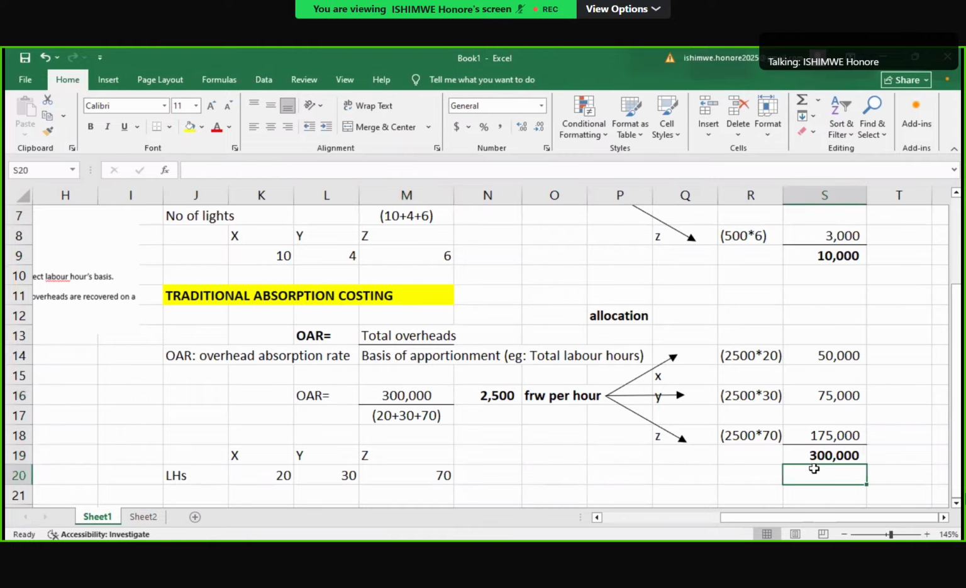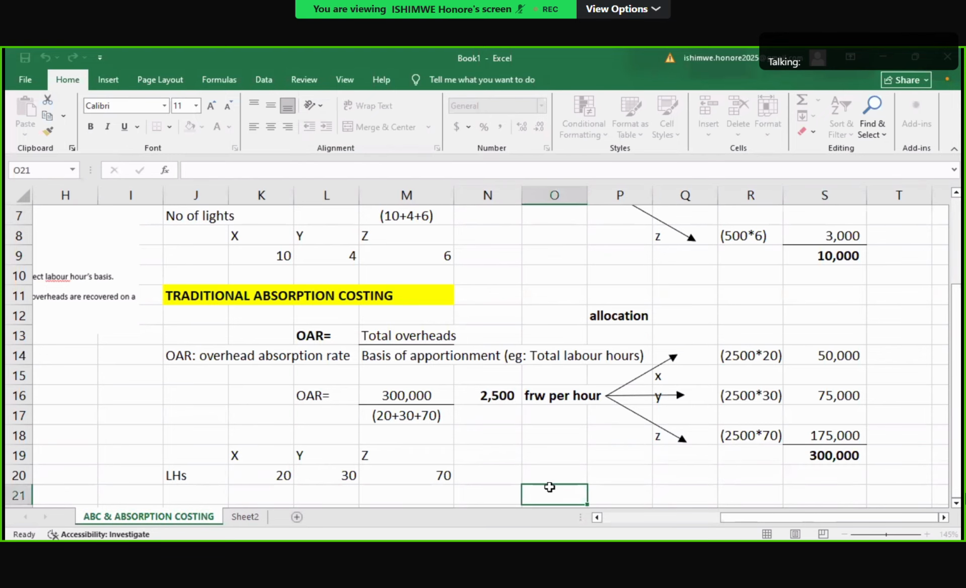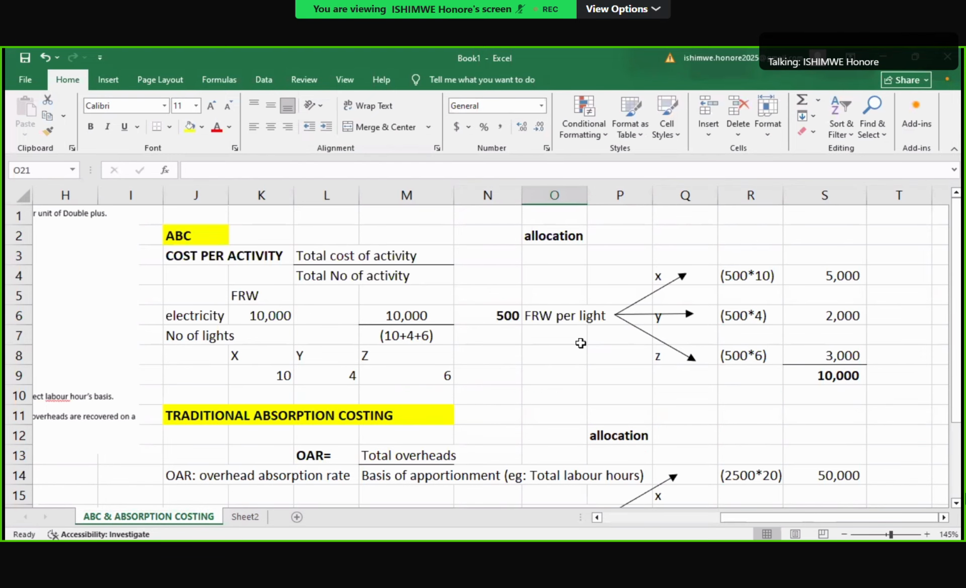Okay, let's go to our question now. This was to help you understand what I was saying, activity-based costing versus absorption costing. This is what we have said. Let me call this ABC and absorption costing. Now let's go to our question.